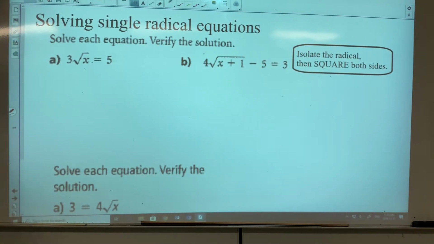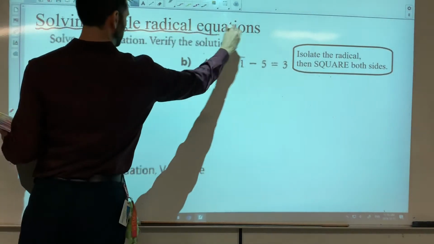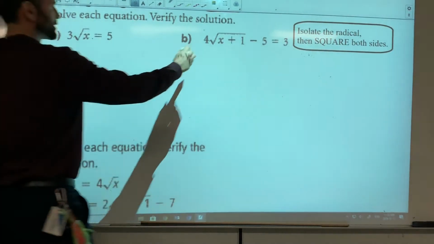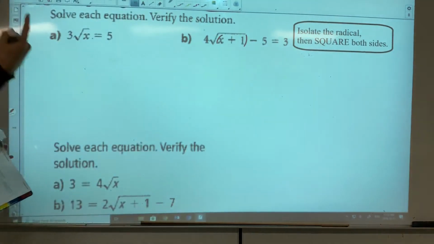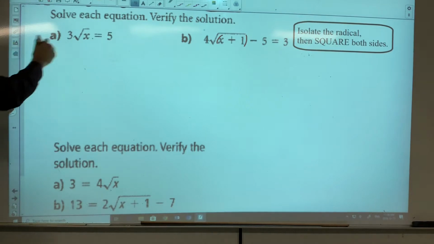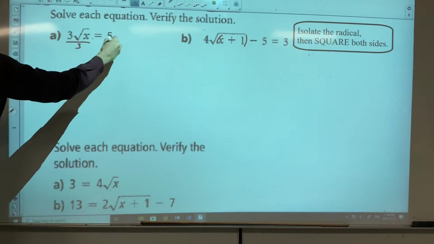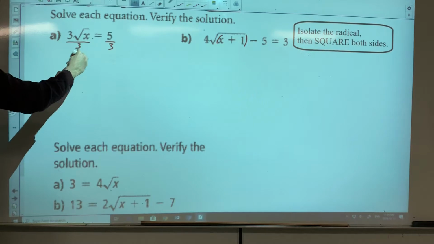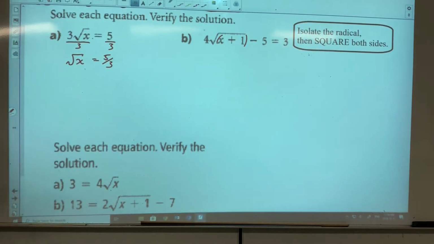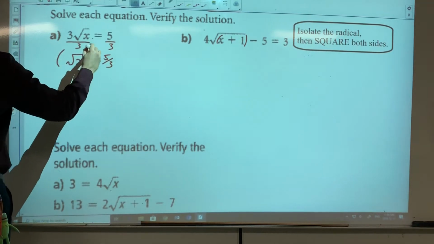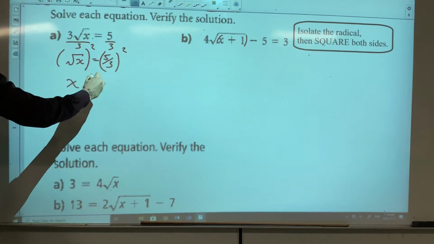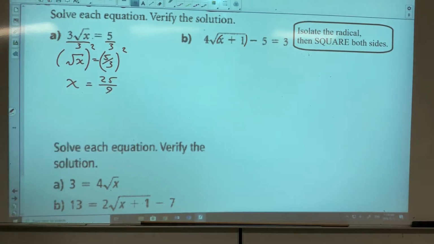Okay, so single radical equations where you just have a radical maybe on one side and it's probably a monomial. Well, that's a lie. Here's a binomial. But anyways, so just one radical. So in this case, I have this isolated. I could square both sides, but it would be better just to get the radical all by itself. So I'm going to divide both sides by 3. Okay, now I'm okay to square both sides. So I can square that, I can square this. So I'm going to get x equals 5 squared is 25, 3 squared is 9.